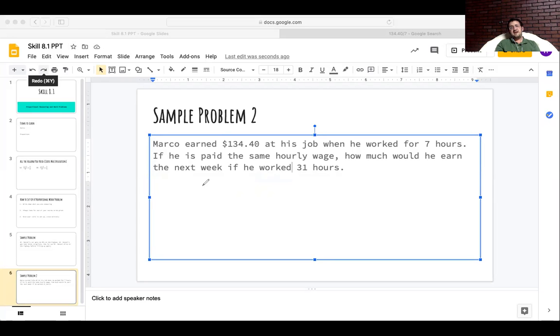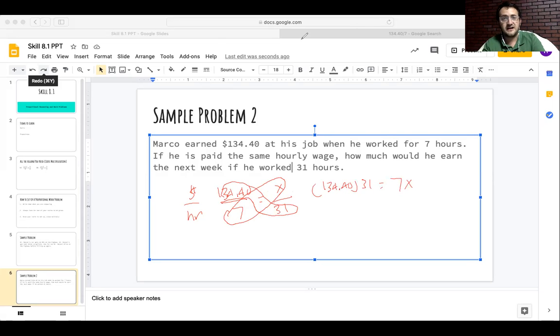So we're comparing dollars to hours. And he earns 134.40 for 7 hours of work. And we want to know how much does he earn for 31 hours of work. So I'm going to do 134.40 times 31, and 7 times x. And then I'm going to go to my calculator here.